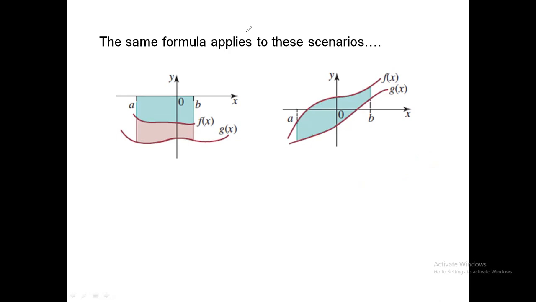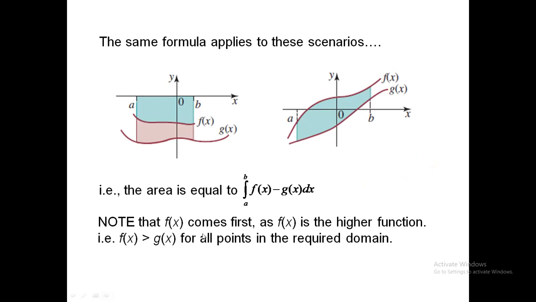Okay. Here are my markings. Interrupt me if you have questions. Note that the function of x comes first as f of x is the higher function, and f of x is greater than g of x for all points in the required domain. So as I've said, don't swerve away from the principle. It's always highest point minus lowest point, or farthest point to the right minus the leftmost point if you're using the horizontal differential element.